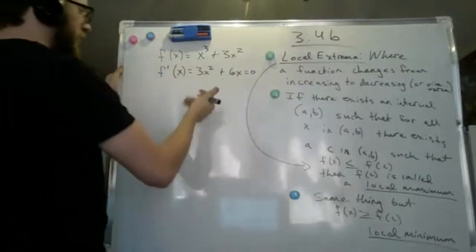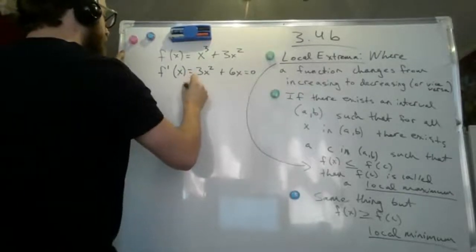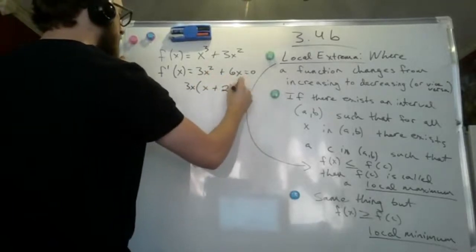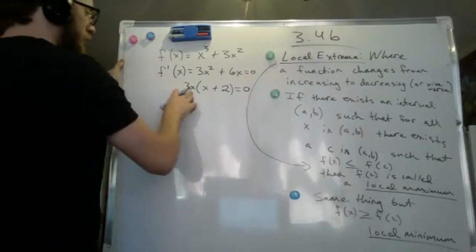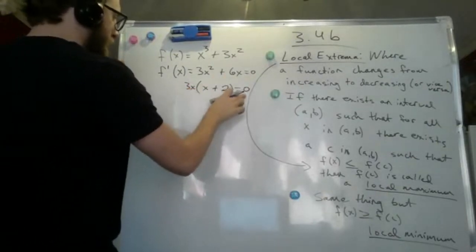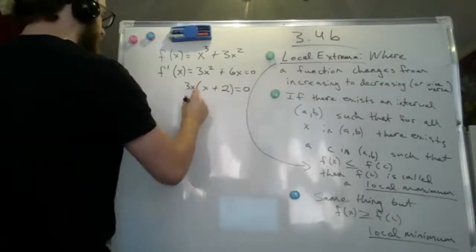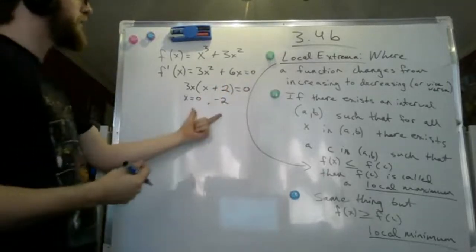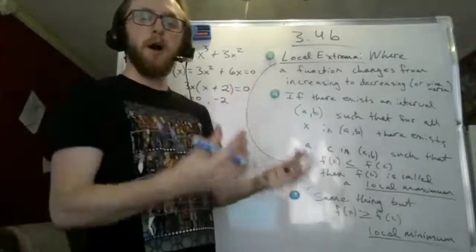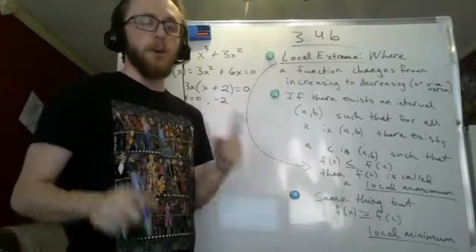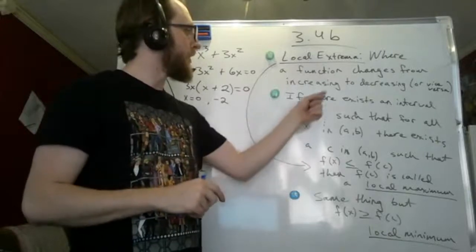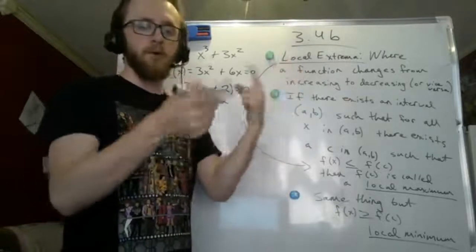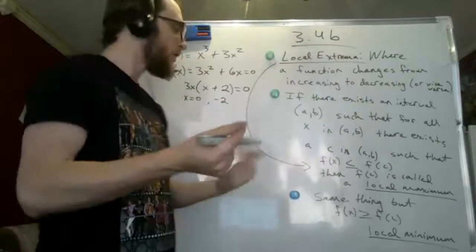And it looks like I can factor out a 3x. So I'm going to have 3x times, on the inside, x plus 2. And now I can see better that one of my critical values for where this equals 0 is x equals 0, or x equals negative 2. So in this case, I have two places where the slope is 0, two possible candidates for local extrema. Now I don't know they're local extrema yet until I test them for increasing and decreasing. The sign has to flip on both sides of it. That's what this definition says here. So let's go ahead and check that.